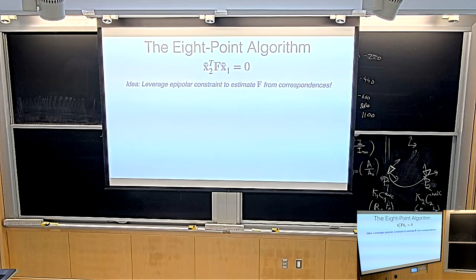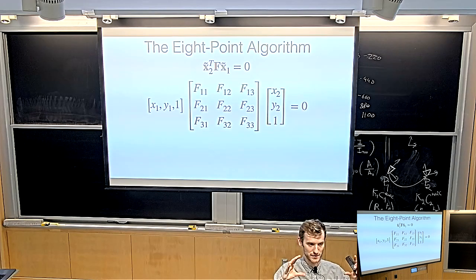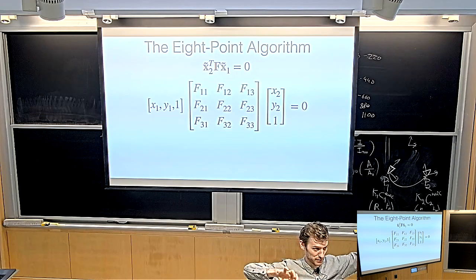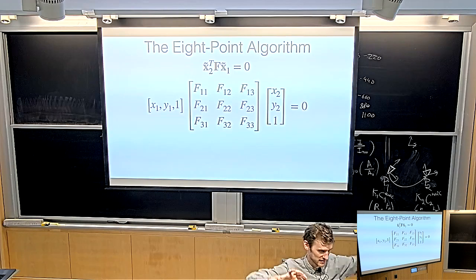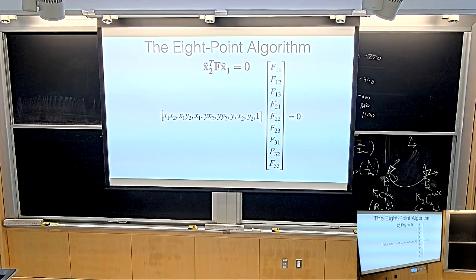It would be really hard to do this without the fundamental matrix. The idea is that we're going to leverage this epipolar constraint to estimate the fundamental matrix from correspondences. It is important to note that the fundamental matrix also has the intrinsics matrix in it. So we can compute the fundamental matrix, but that doesn't mean we have figured out the relative pose of the two cameras yet, because there's still the intrinsics parameters. We're going to deal with that later.